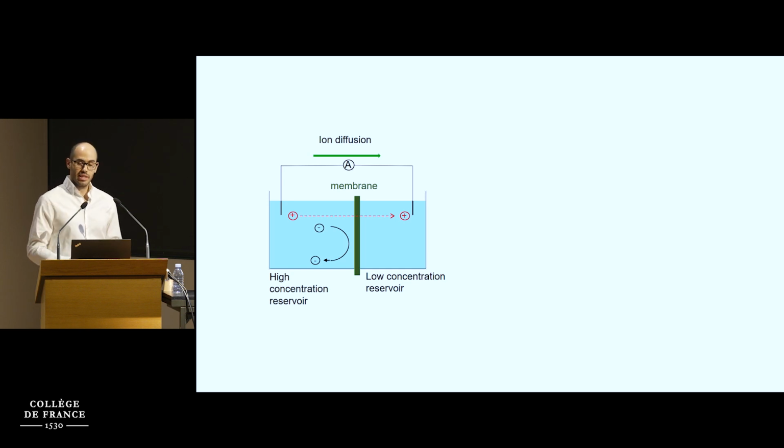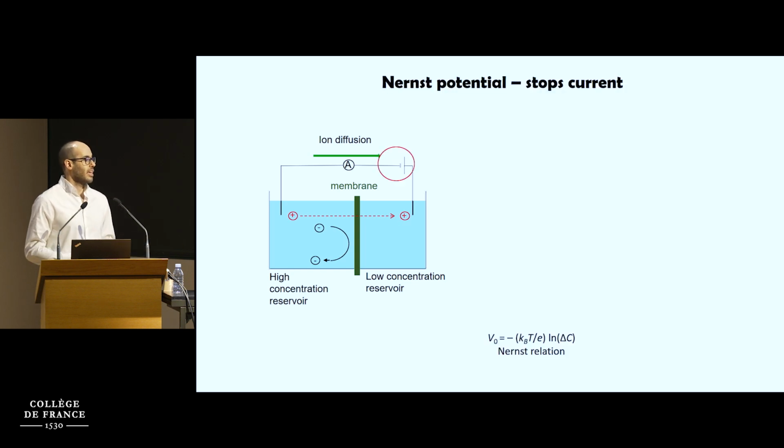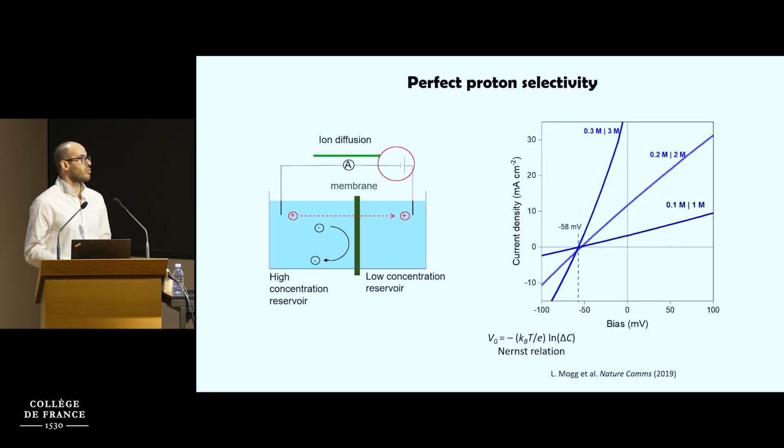Now, the interesting thing about the system is that, of course, you can stop this current by applying a voltage. And the voltage necessary to stop it, in the limit where the crystal is perfectly selective to ions, is given by this very simple relation. Basically, fundamental constants and the log of the concentration. So our IVs look like this.